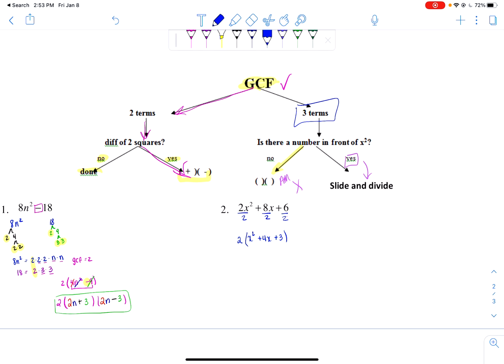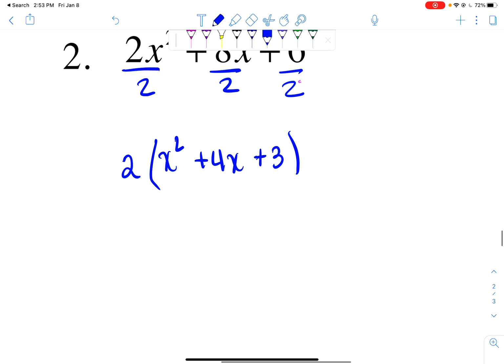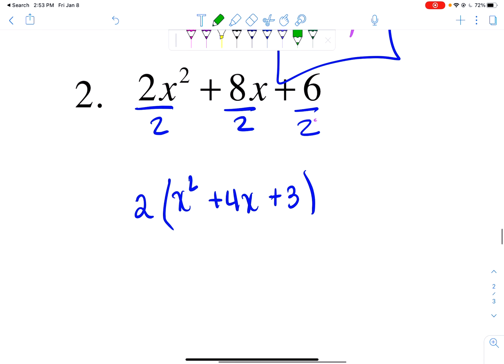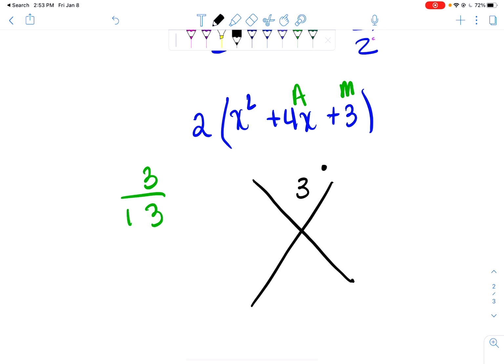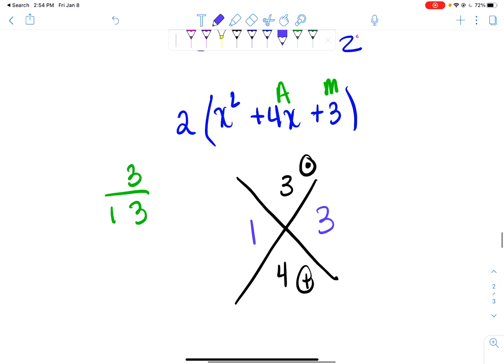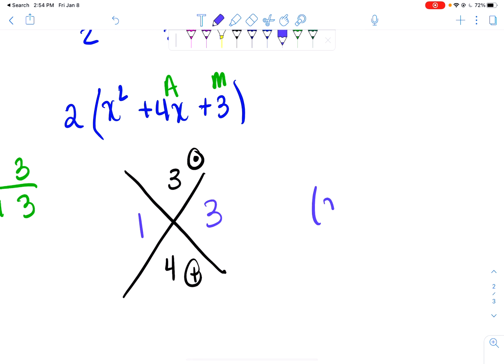So if I look, I have 3 terms. There is no number in front of my x squared, so I'm going to do the AM method and draw my diamond. I want to find 2 numbers that add up to 4 and multiply to 3. So the only numbers that multiply to 3 are 1 and 3 because it's prime. So draw your diamond. 3 goes up top because that's what you want to multiply to. 4 goes down here because that's what you want to add to. I'm going to put that 1 and 3 in. Let's just check. 1 times 3 is 3. 1 plus 3 is 4. So my factors are x plus 1 and x plus 3.